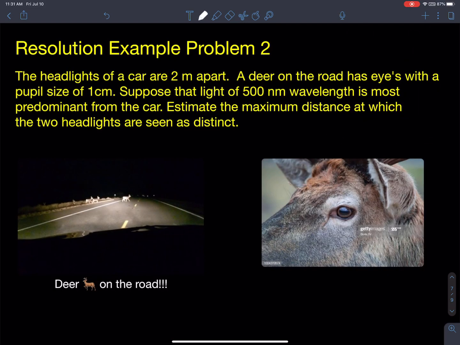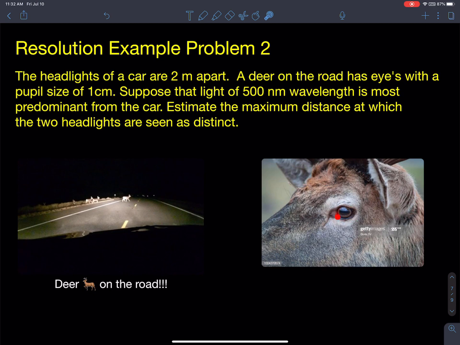So here's another example of a resolution problem where we're going to look at how the pupil size of an animal seeing things at a distance affects how well it can resolve objects on a road. Okay, so here's a common example that would happen in Canada. You're driving along at night and then bow, a deer jumps on the road and can cause actually a life-threatening situation for both you and the deer.